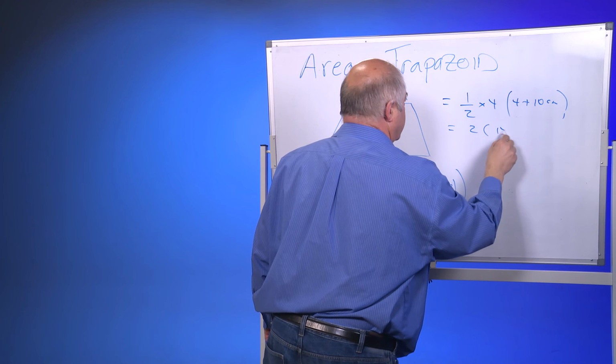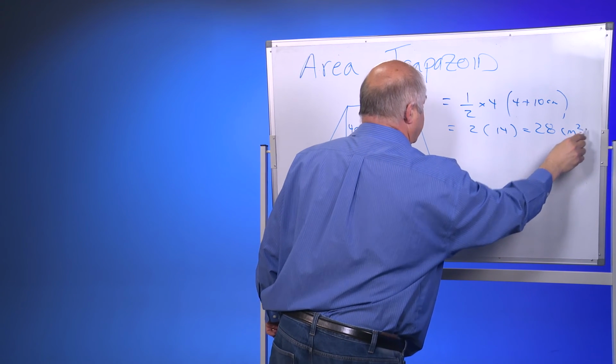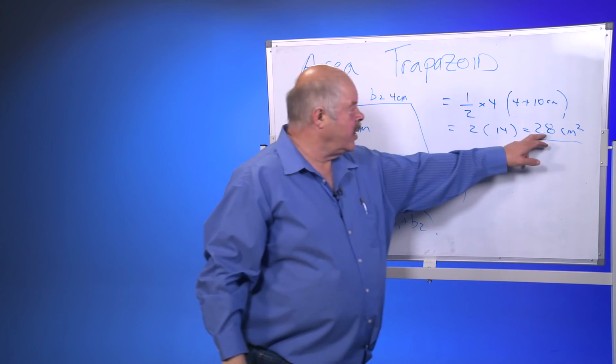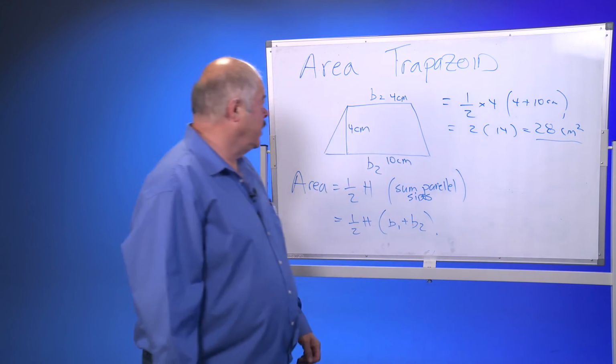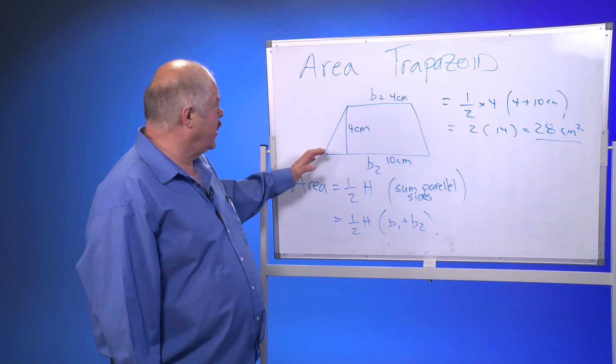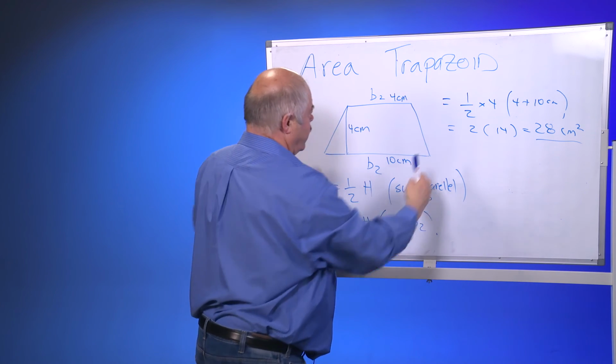2 times 14, 28 squared centimeters. Remember, you need to get the number correct and the units correct. Always, always, always. And so that's the area of a trapezoid where these two lines are not parallel.